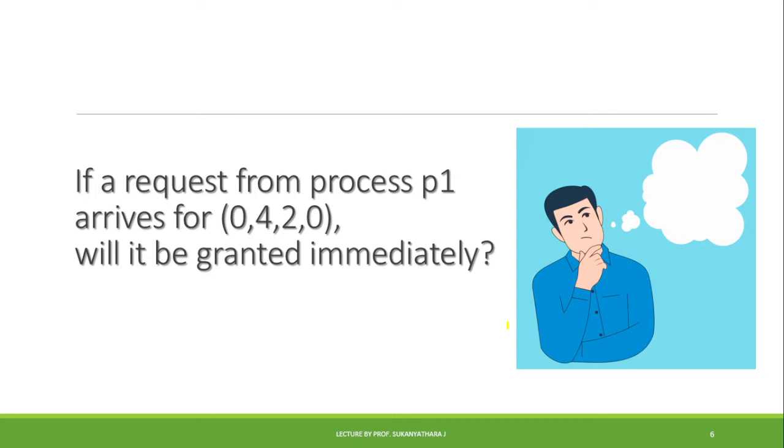Fine. Now the next question is, we have already found that the system is safe. Now process P1 is making a request for resources to the operating system. I need 0420 instances of these resource types A, B, C and D. Operating system, can you give me these resources immediately? So the operating system will have to think about it.